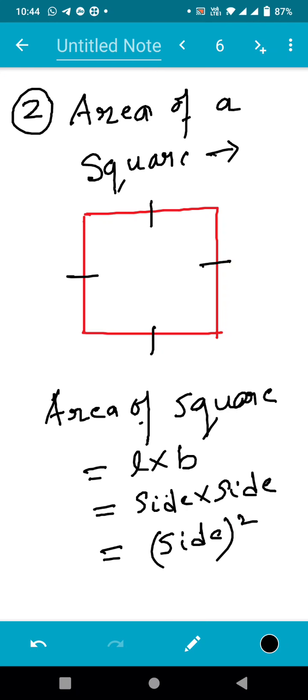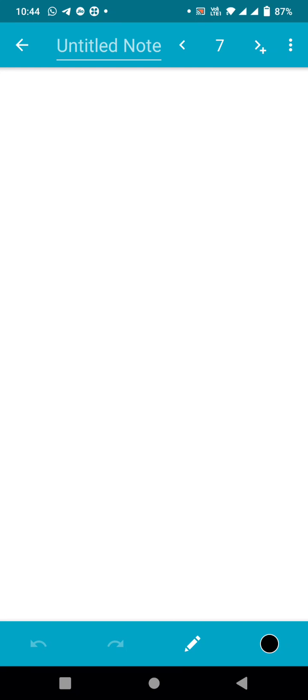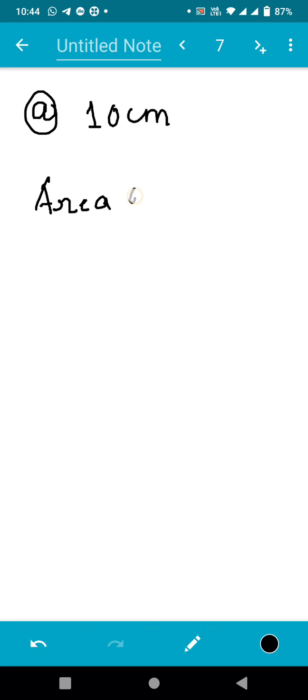Now let's solve it now. Let's use this formula to solve all the questions of question number 2. Now in question number 2, sum number A, they have given 10 centimeter. Now see, this time they have only given one value. Why? Because the value of length and breadth are similar, isn't it? So that is the reason they have given only one value. So we'll straight away write the formula of area of a square. So area of square, and what is area of a square formula? It is side square.